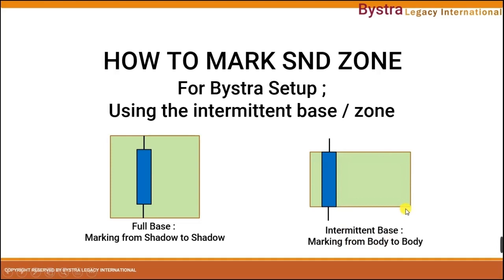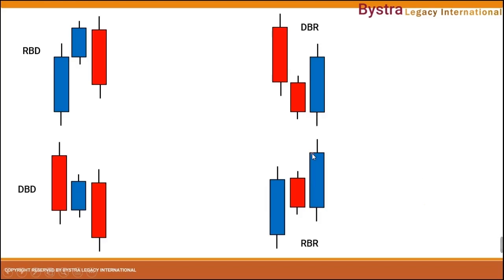So remember, guys, all of our Bystra setups, all of our entry points and so on will only use the intermittent base as our entry point of supply and demand. Now let's look at this one. Here there are 4 types of our supply and demand.